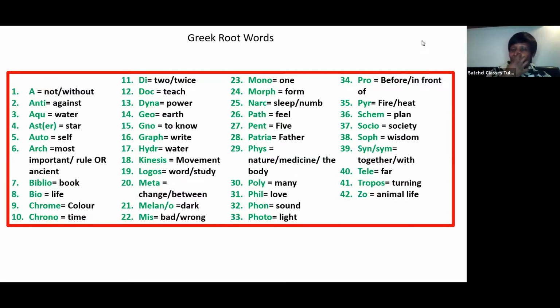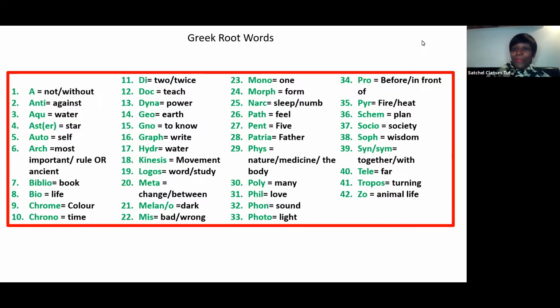So we're going to look at some Greek root words now. A means without or not having. So if you're agnostic or atheist, you don't have a faith, you don't have an understanding of God. Anti is against. If you're antisocial, you're against mixing and socializing. The root word aqua is for water, so you know aquarium, aquatic. Aster or ast is to do with stars, so astrologers, astrology, you've got that root word there.